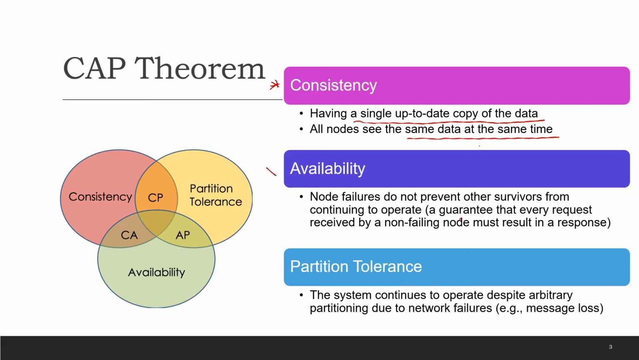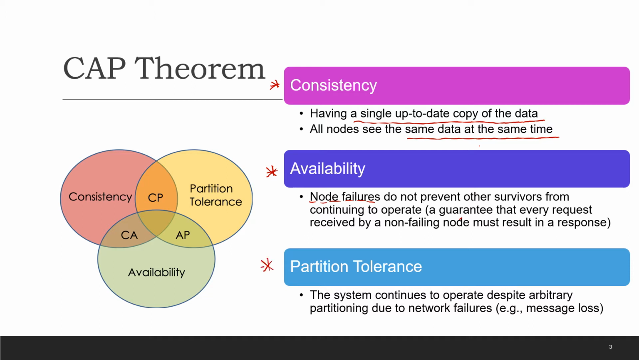How about the second property, availability? Availability guarantees that node failures will not prevent other nodes that do not fail from operating. That means the failing of one node will not cause other nodes to also fail. Other nodes can still operate and return data or give a response about the data.